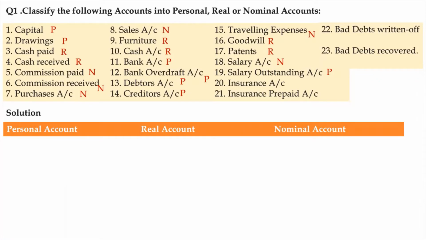20th is insurance account. Insurance is an expense for a business, so it will be a nominal account. Okay, so next is insurance prepaid account. We have discussed earlier that if a suffix or prefix is added to any item of a nominal account, it converts it into a personal account. So in the word insurance, we had added a suffix of prepaid. So it will become a representative personal account, so we will treat it as a personal account.